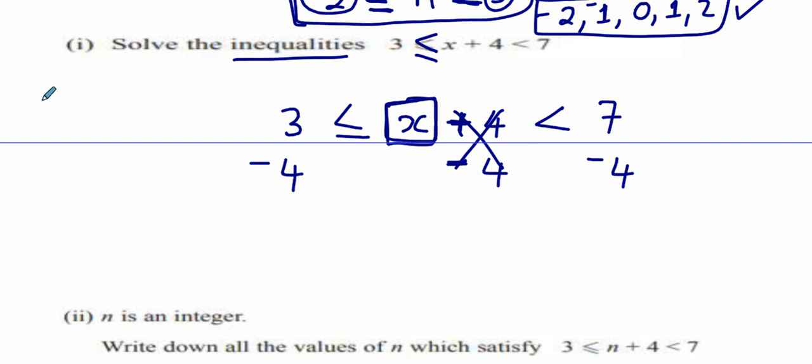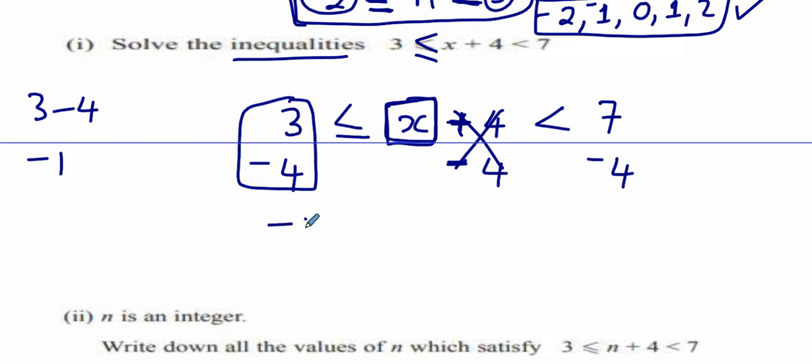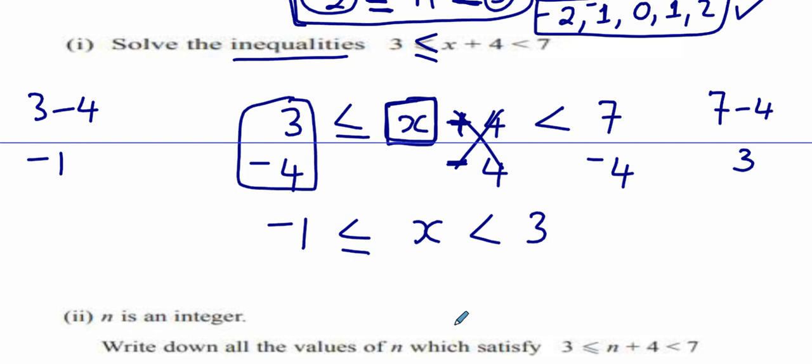But what is 3 minus 4? 3 minus 4 is -1. So this one here is -1. Less or equal to, x is already alone, less than 7. 7 minus 4 is 3. Okay, now this is the answer: -1 is less or equal to x is less or equal to 3. You can see that x is now free, now alone.